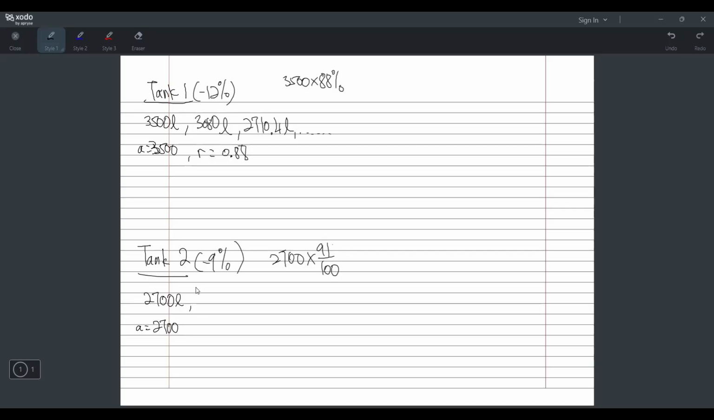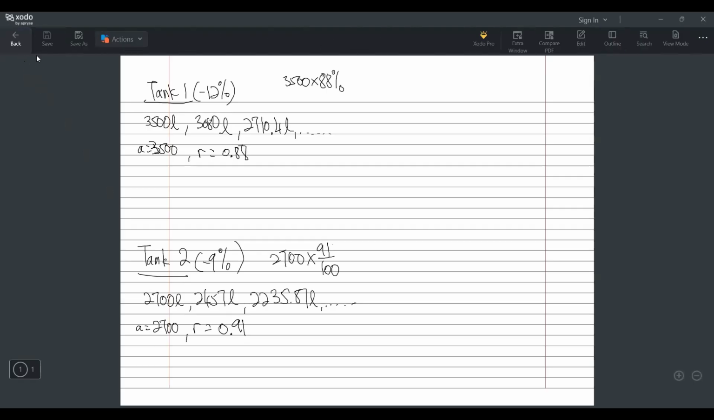27 times 91, 2457 liters, right? And then times with 91% again, because every 20 minutes it will decrease 9%. So after another 20 minutes, you get 2235.87. And it just keeps decreasing until I don't know when. Okay, so what's the R? The R will be 0.91. Yes, 0.91, because every 20 minutes, you will times 0.91.